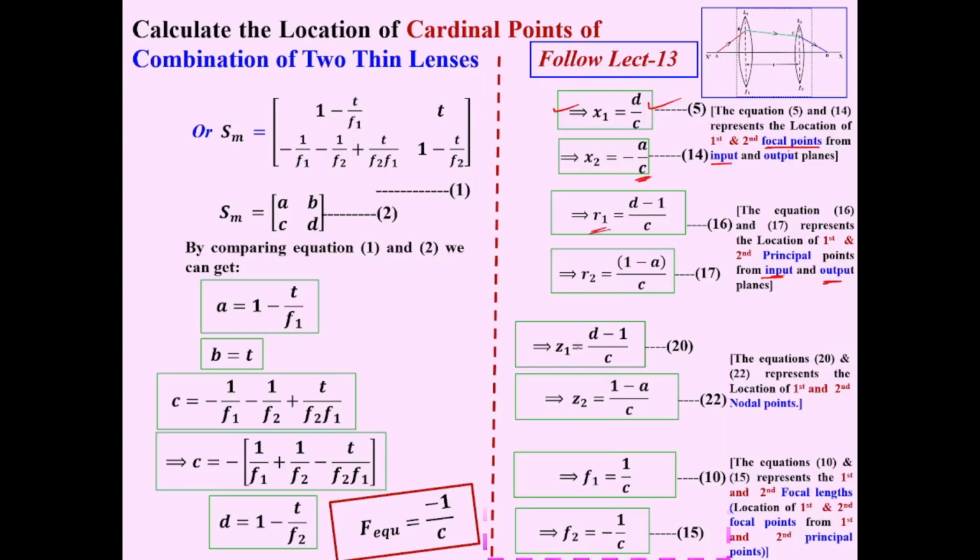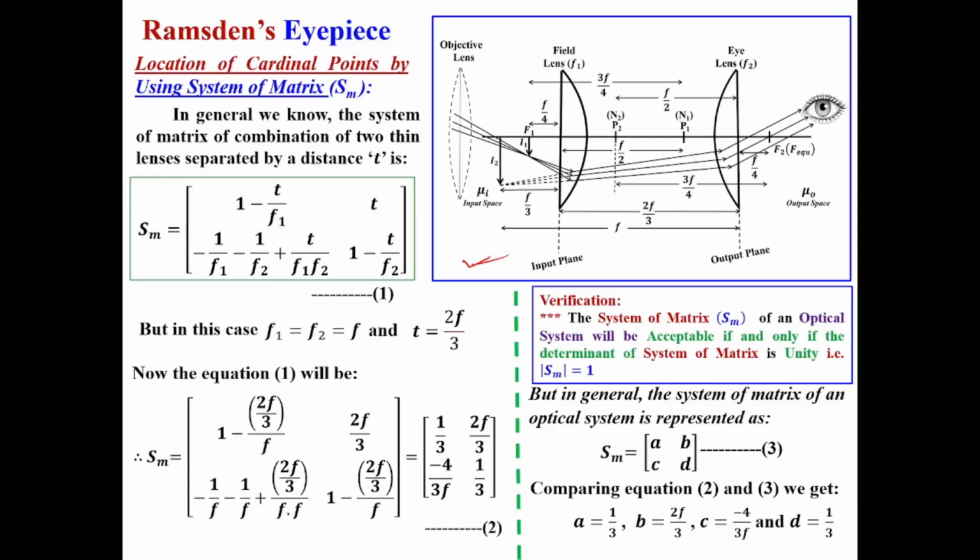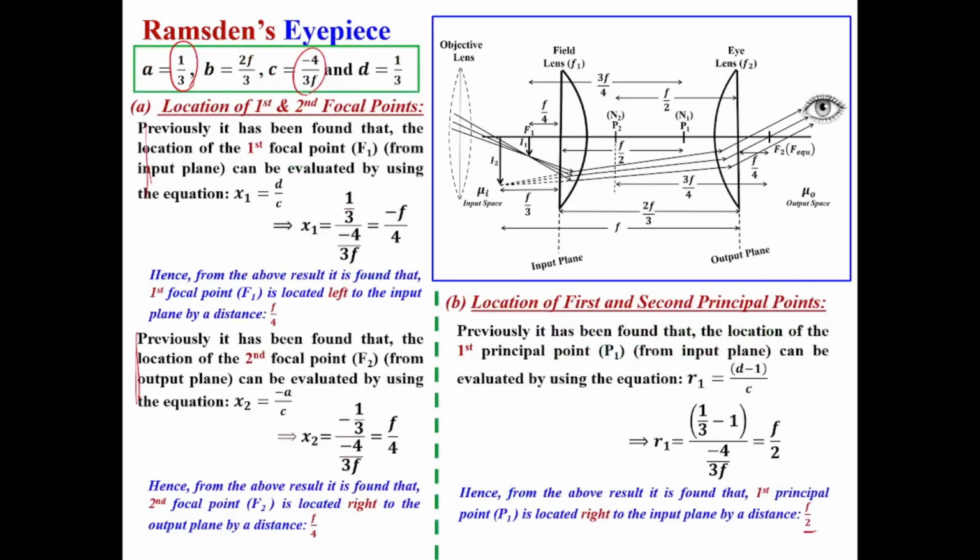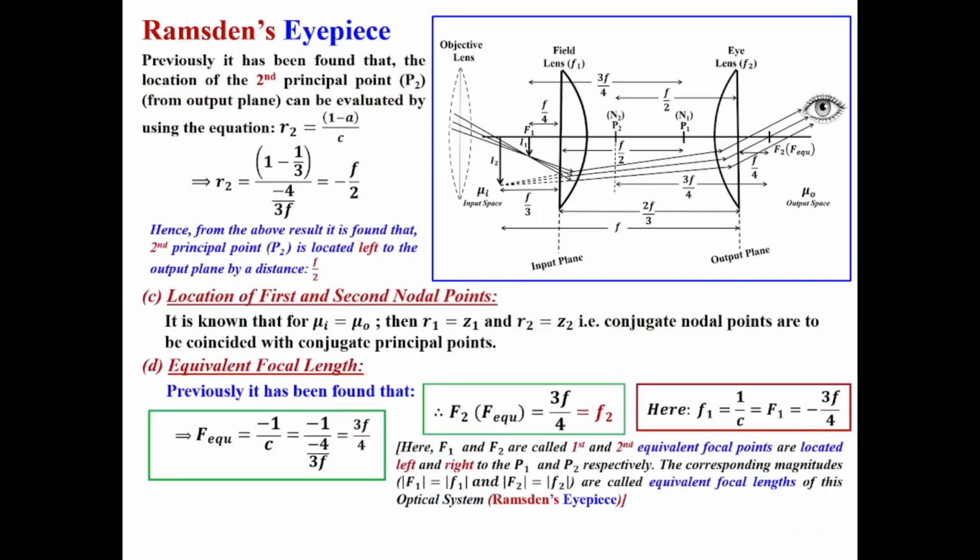that R1 will be equal to Z1. Here R1 equals D minus 1 by C. Here also D minus 1 by C. Here 1 minus A by C. Here 1 minus A by C. That means the first and second principal points and the first and second nodal points will coincide with each other. Okay, I have written the same thing over here.